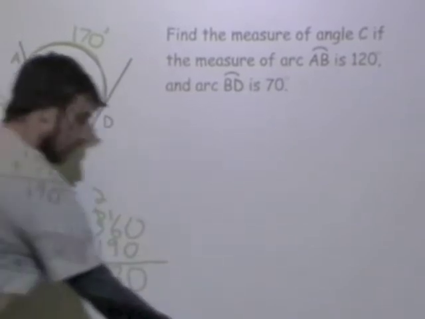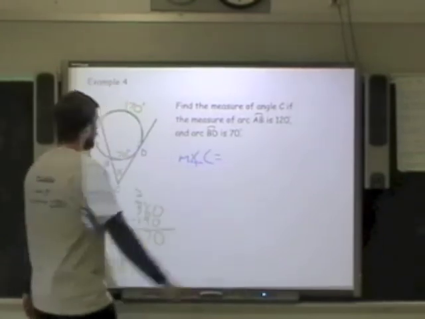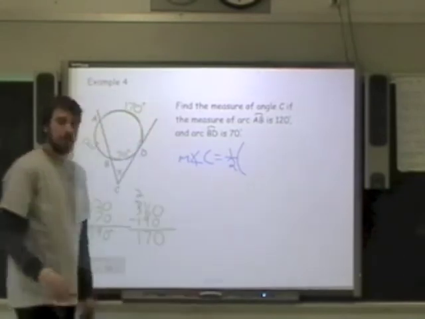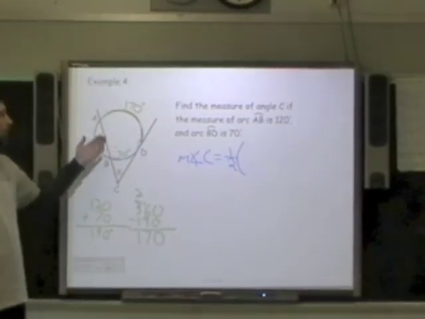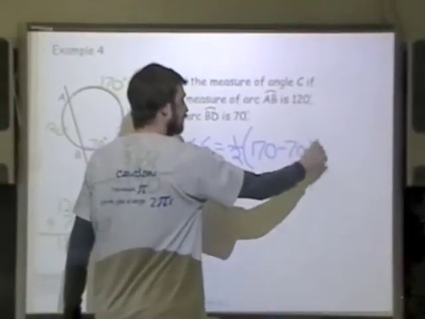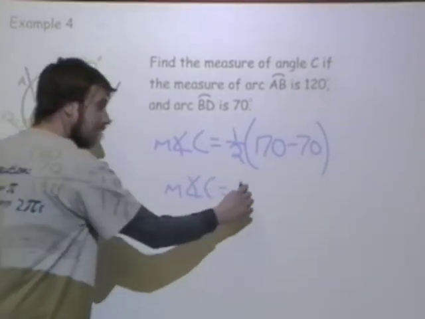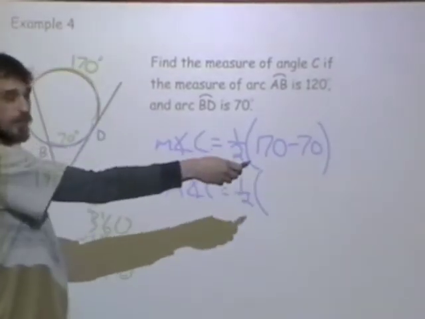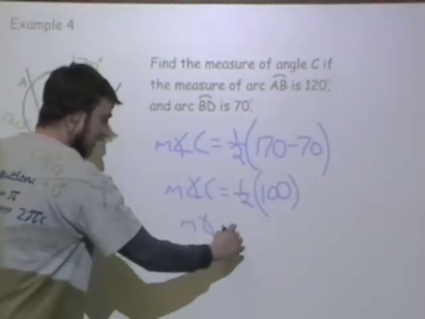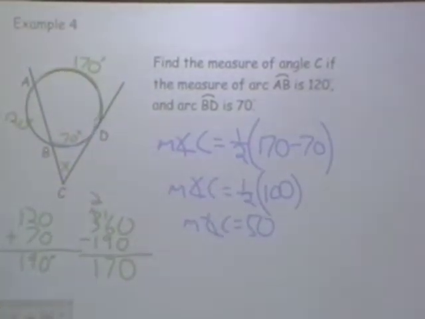Now we're ready to set up our equation. All right, so the measure of angle C is equal to 1/2 the difference of the intercepted arcs, which we now know are 170 and 70. So the larger one first, 170 minus 70, and we are ready to solve this problem. The measure of angle C is equal to 1/2 times 170 minus 70, which is 100. And that means that the measure of angle C is equal to half of 100, which is 50 degrees.